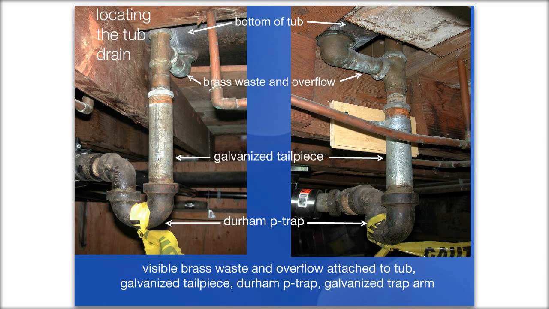Okay, so here's what you'll see when you get right underneath where the tailpiece goes up to the tub. You'll see an opening in the floor, and you can usually see the bottom of the tub. You'll see the shoe that goes over and connects to the bottom of the tub, and then the brass riser goes up behind the back of the tub to the overflow. This is the way you confirm to yourself absolutely beyond any doubt that that is the tub pipe that you have located, when you see that configuration of the waste and overflow going into the tailpiece going into the trap.